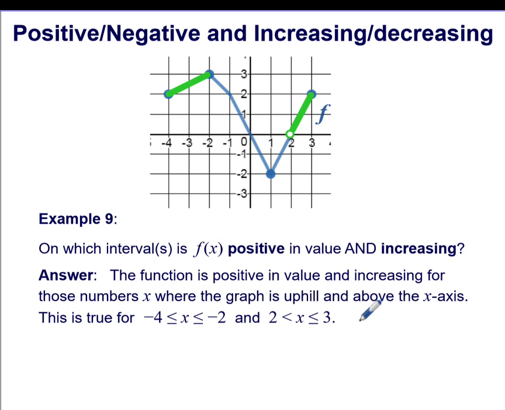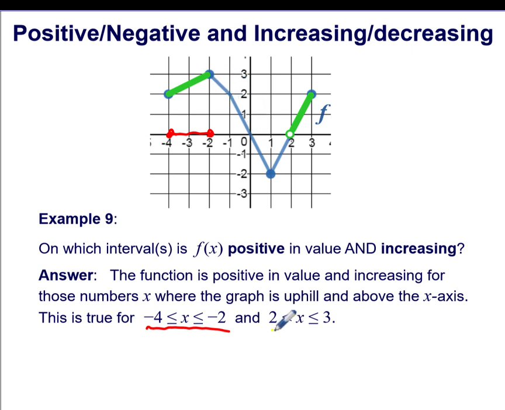Let's look at this in a little more detail. For this first interval here, where x is between -4 and -2, inclusive, because we're including the endpoints, we notice that the graph is completely above the x-axis. But the reason why this portion is highlighted in green is it's also increasing. Anything after x equals -2, the function is decreasing, so we're not including that.